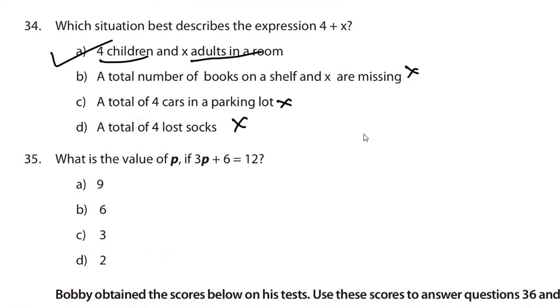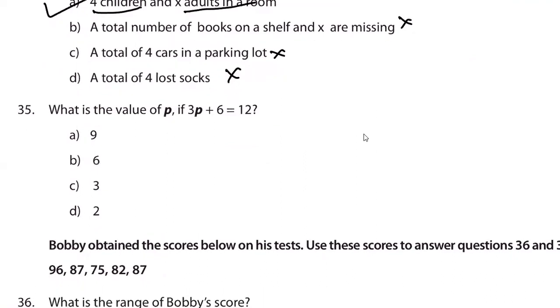25 says, what is the value of p if 3p plus 6 is equal to 12? What this is actually saying is, when you multiply 3 by a number and then you add 6, the result should be 12. So you could even use trial and error and see which one of these numbers would make sense. Let's say you put 3 times 9, that's 27, plus 6, that could work. 3 times 6 is 18, plus 6, that's 24. 3 times 3 is 9 plus 6, so it's actually 2.